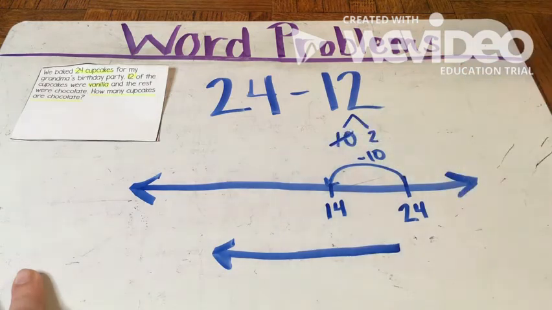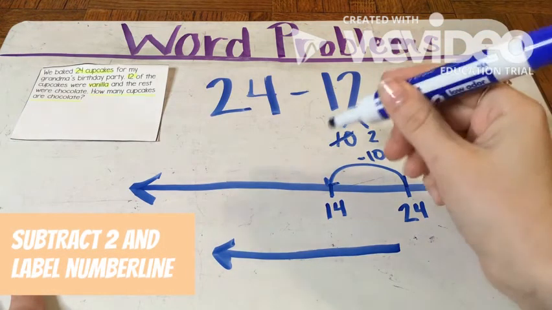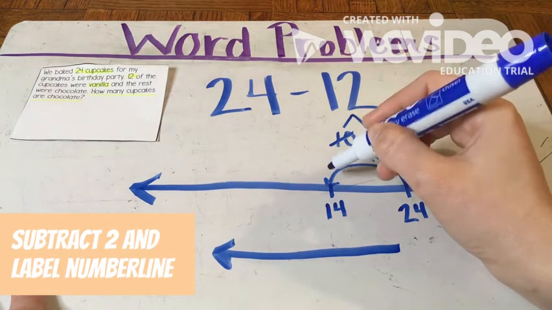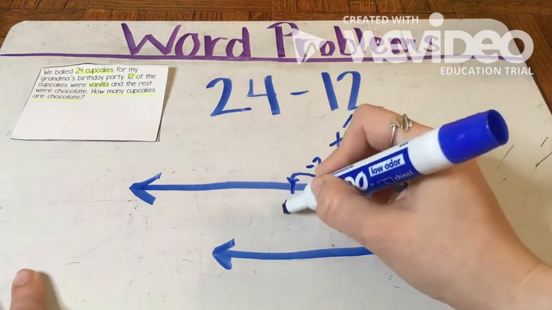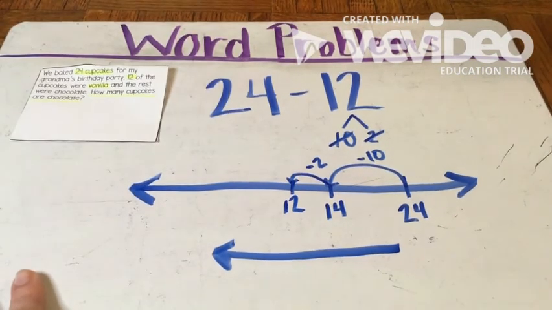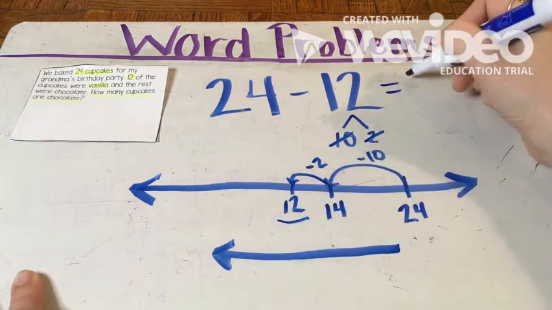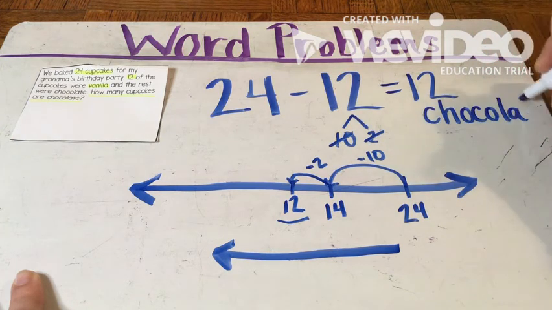So I've subtracted my 10, but I'm not finished because I still have my 2. So my next thing I'm going to do is jump back 2. And 2 is a pretty small number, so I don't need to break that apart. So I'm going to do 14 minus 2. And I know that 14 minus 2 equals 12. I'm going to cross that off, and I've used all my numbers. So now I know that my difference of 24 minus 12 equals 12. So there are 12 chocolate cupcakes.